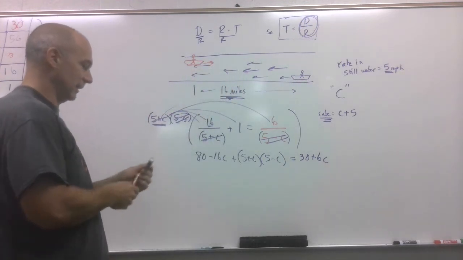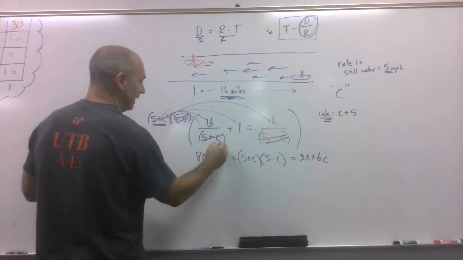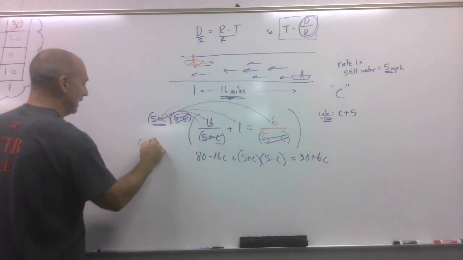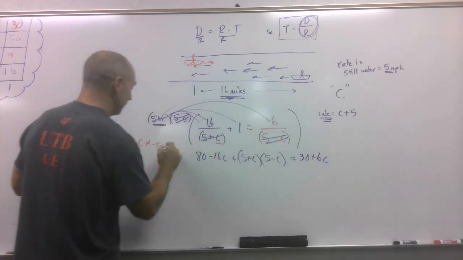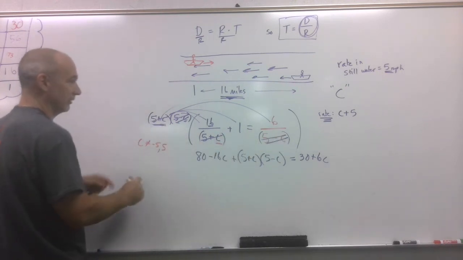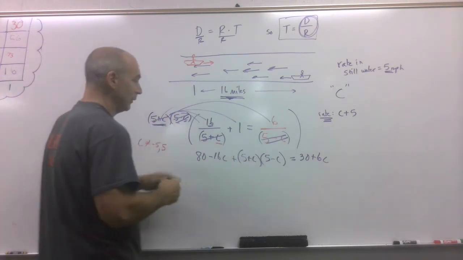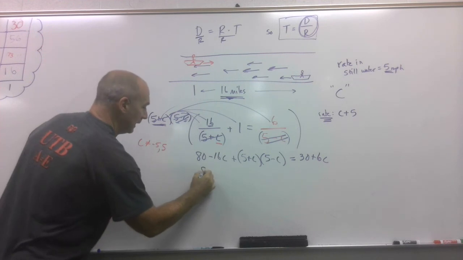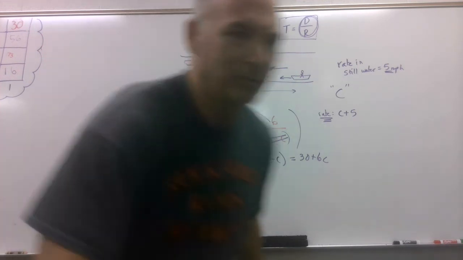Like I said, this is getting a little hairy now. One thing I didn't do was take a look at what C can't equal. Well, C cannot equal -5, and C cannot equal 5, because that doesn't fit in our domain. You can't have zeros in the denominator. Now we have some work to do, so 80 minus 16C plus, I have to see how much time I have, hold on.